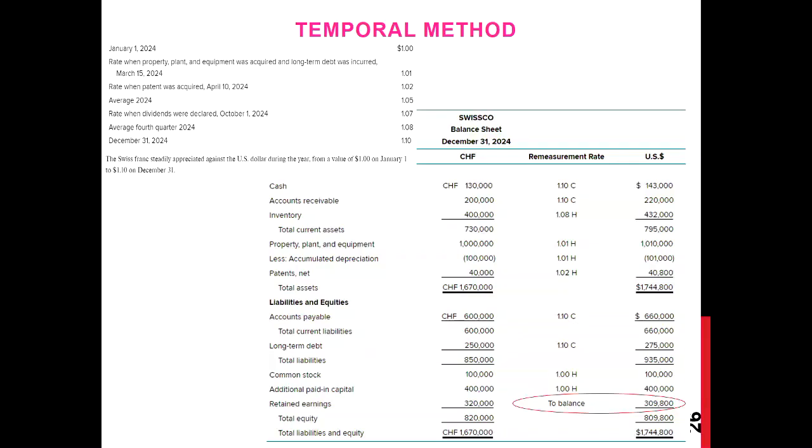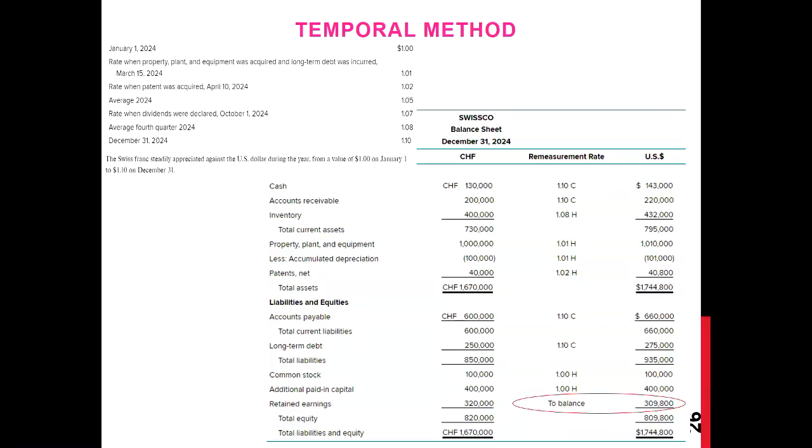Then I'm converting the liability side. Liabilities, no matter if they're short-term or long-term, we use the current rate. Common stock and additional paid-in capital, we use the historical rate. But I'm converting the balance sheet first, so I don't have any retained earnings number. Retained earnings, I do not use any rate.